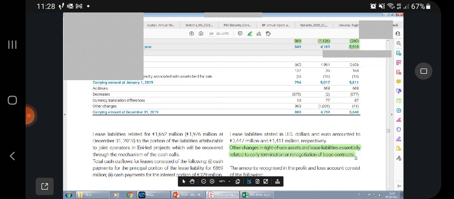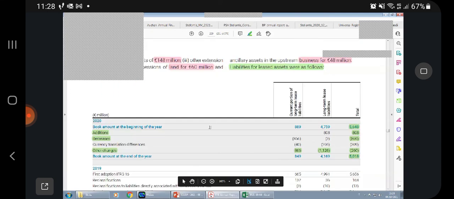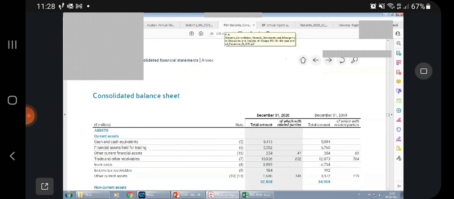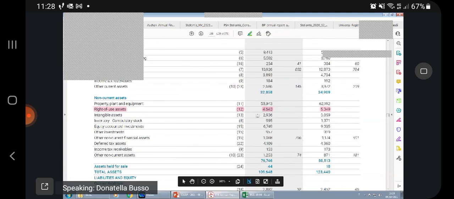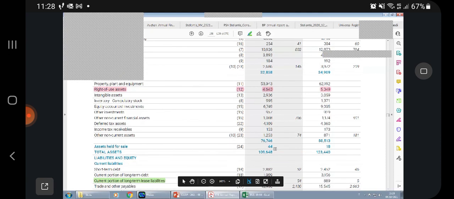In the case of E&I, there is a quite long and detailed description, also because they are quite important. At the end, 4.6 billion out of 109 of total assets. If you compute the right of use asset to the property, plant and equipment, 9%, more or less, 8% of tangible asset is used under lease contract.